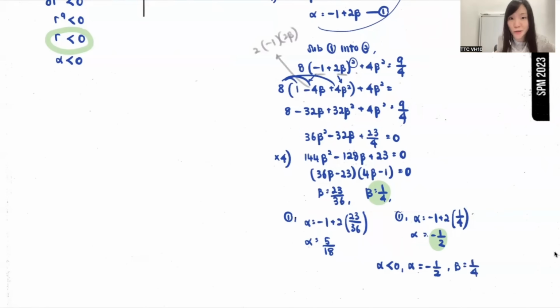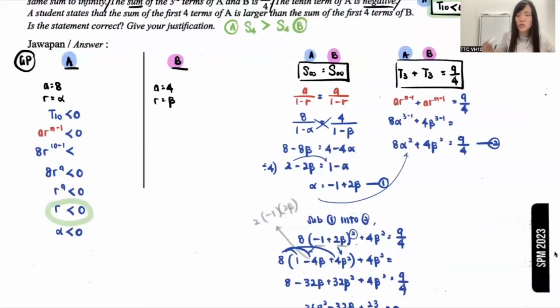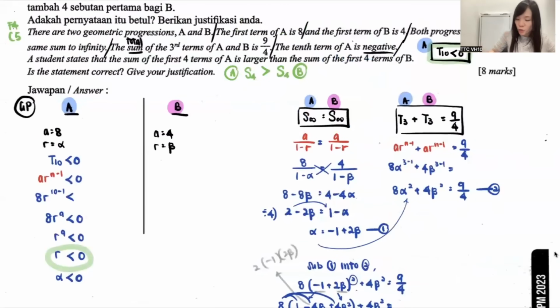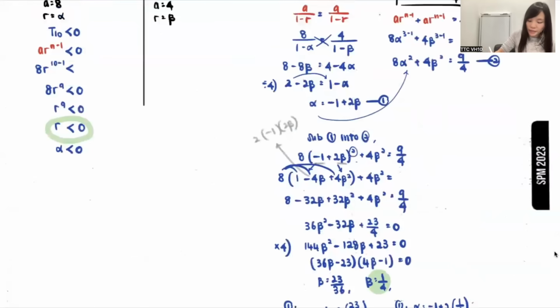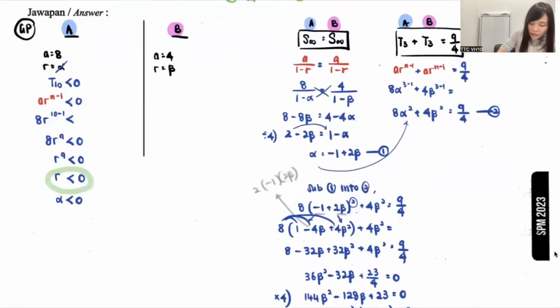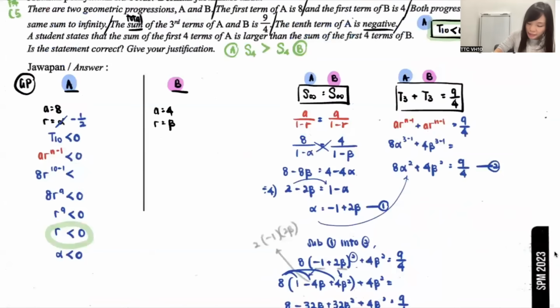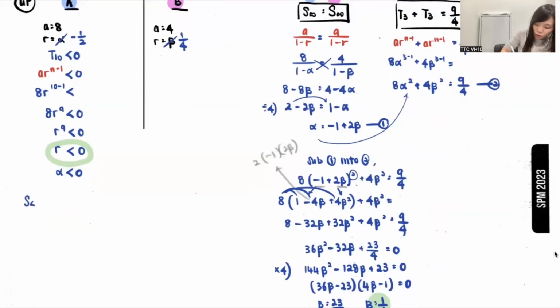Don't stop there, because we're not just finding this, we are finding what? We just want to check whether this sentence is correct or wrong. So the sentence is talking about what? Sum of the first four terms. So now, update here. The R here is -1 over 2, and this one is 1 over 4. Okay, so now I will try to find the S4 for set A, and the S4 for set B. Let's continue, extend the line.